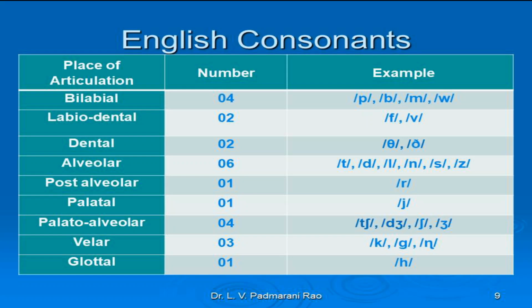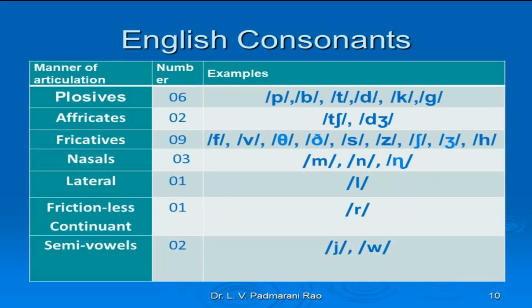2 dental sounds in English, th and th. 6 alveolar sounds in English, t, d, l, n, s, z. 1 post-alveolar sound in English, r. 1 palatal sound in English, y. Palato-alveolar sounds are 4 in number in English: ch, j, sh, zh. 3 velar sounds in English, k, g, ng, and 1 glottal sound in English, h, thus making the English consonants 24 in number according to the place of articulation.